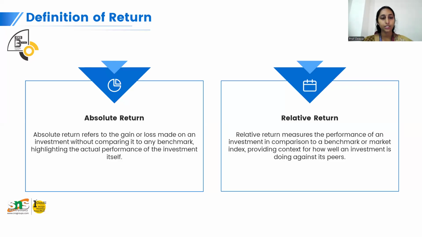Return has two major types: absolute and relative return. Absolute return is the actual gain or loss made on an investment. Suppose you are investing in any security, what is the actual gain or loss, without comparing it to any benchmark. That actual gain is called absolute return.